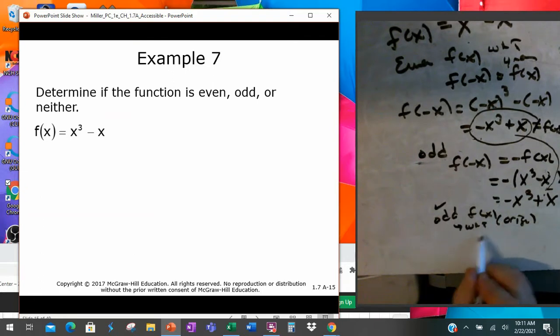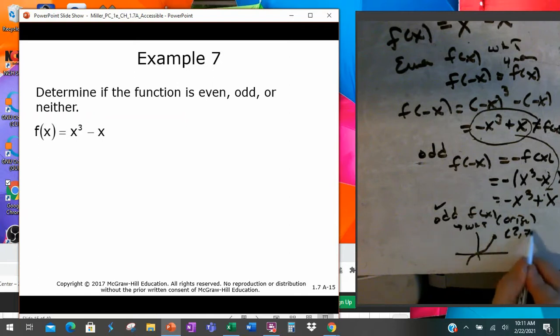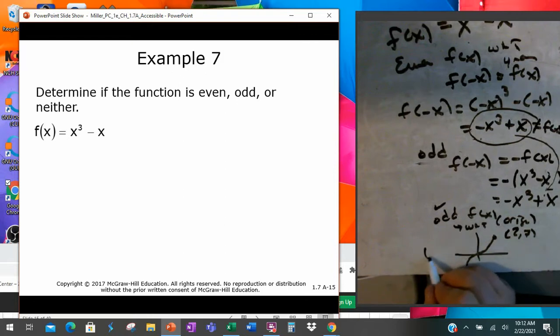So whenever I have something up here on a graph, this graph is going to look something like this, so that anytime I had a point (2, 7), if I graph this out and put points in here, then negative 2, negative 7 would be down here. The exact opposite from the origin.